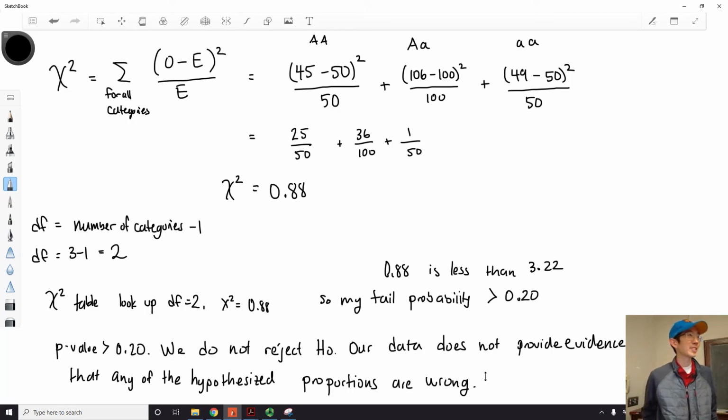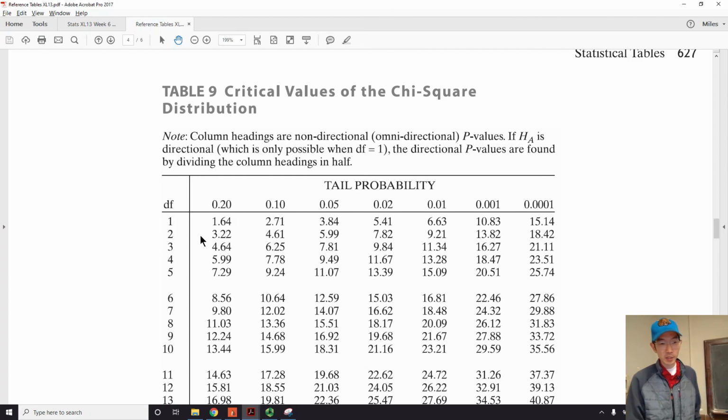Is that all right? How do we know that the p-value is greater than 20? That's from the reference table. My chi-squared value was 0.88. So I ask, where does 0.88 fit in this row for 2 degrees of freedom? It's smaller than 3.22, so my corresponding tail area, which will be my p-value, is going to be greater than 20%. If my chi-squared was something like 6.3, then it would be in between here and here, and then my p-value would be between 5% and 2%.